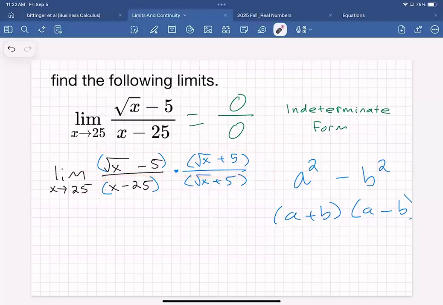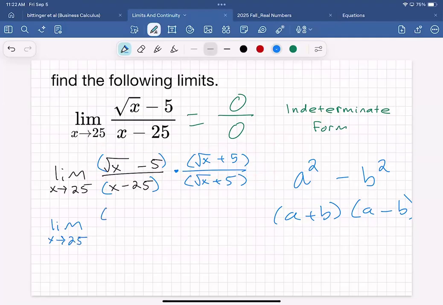The way that it helps me though is now I can write my limit as x approaches 25 as the square root of x squared minus 5 squared all over, and just keep these as factors. Don't worry about multiplying this out. Okay, if we need to, we'll deal with it later, but we'll see what happens.